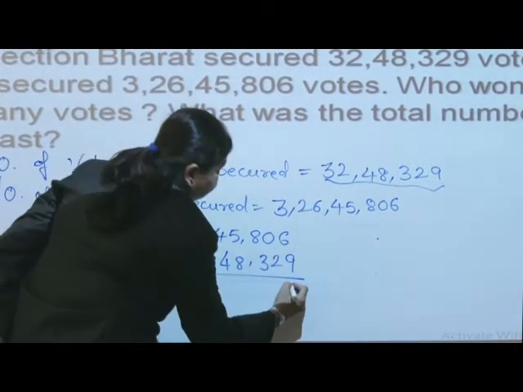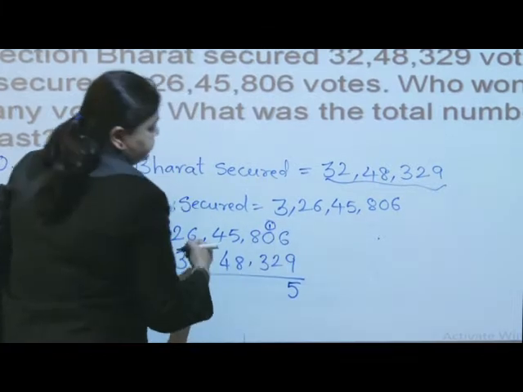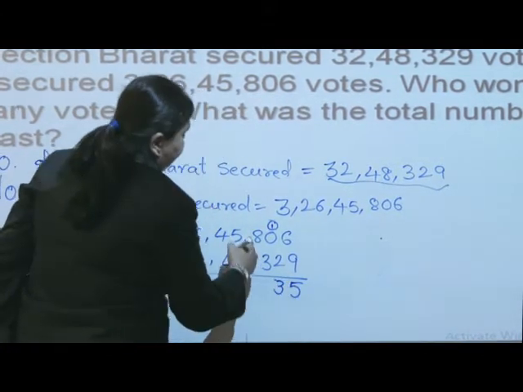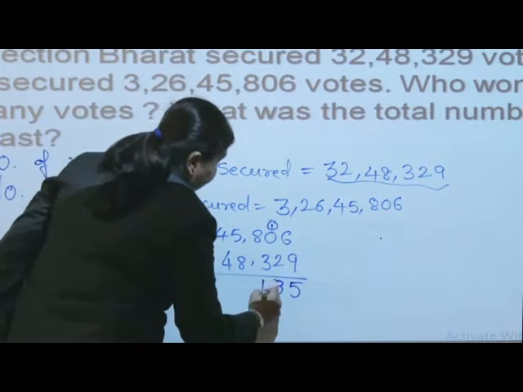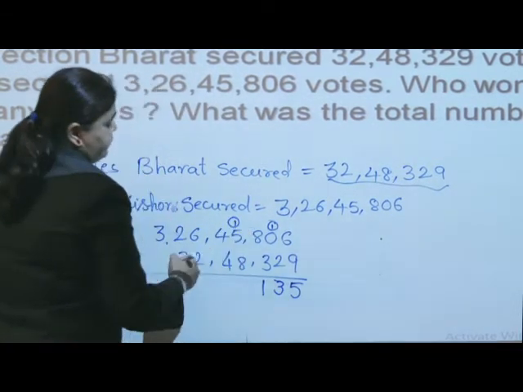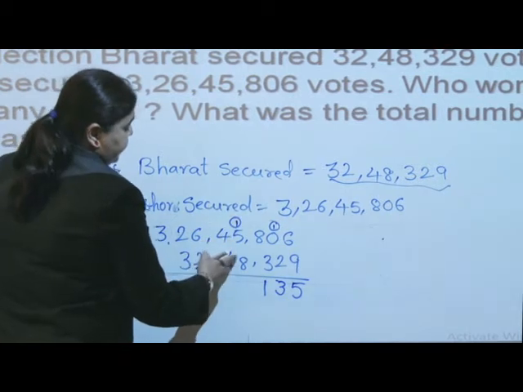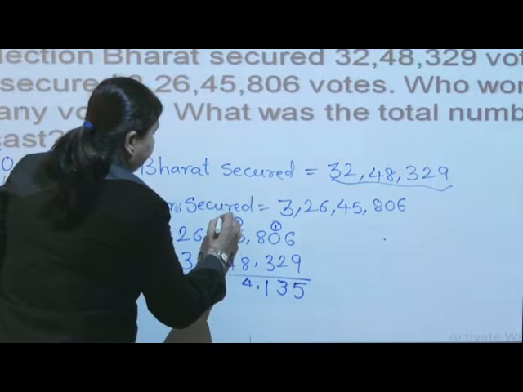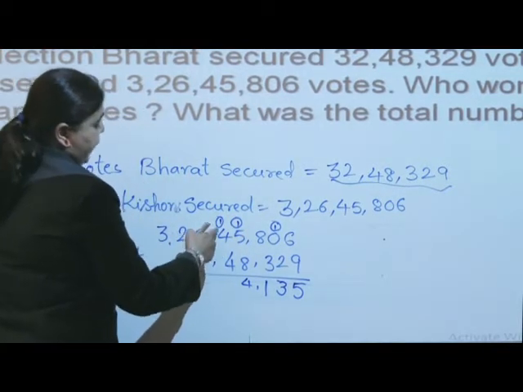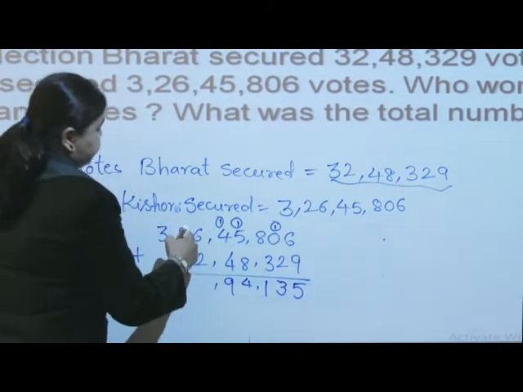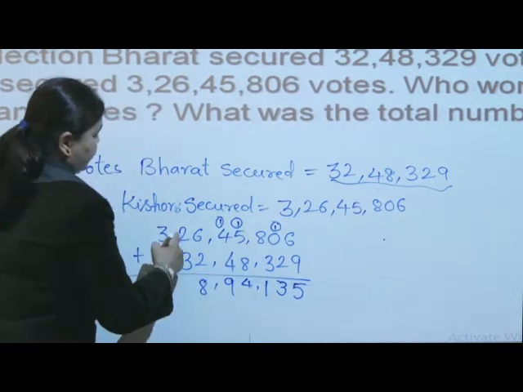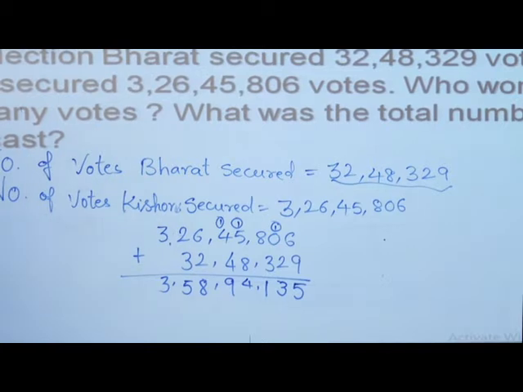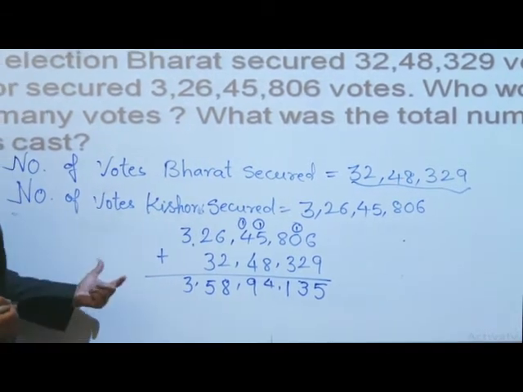So 9 plus 6 is 15, 1 carry. Don't forget to add the carry. 2 plus 1 is 3, 8 plus 3, 11, 1 carry. You can do the magic of 9 again here. 8 plus 1 is 9, 9 plus 5 is 14, 1 carry. 4 plus 4, 8 plus 1 is 9, 6 plus 2, 8, 2 plus 3, 5 and 3. This is the total vote cast during the election.